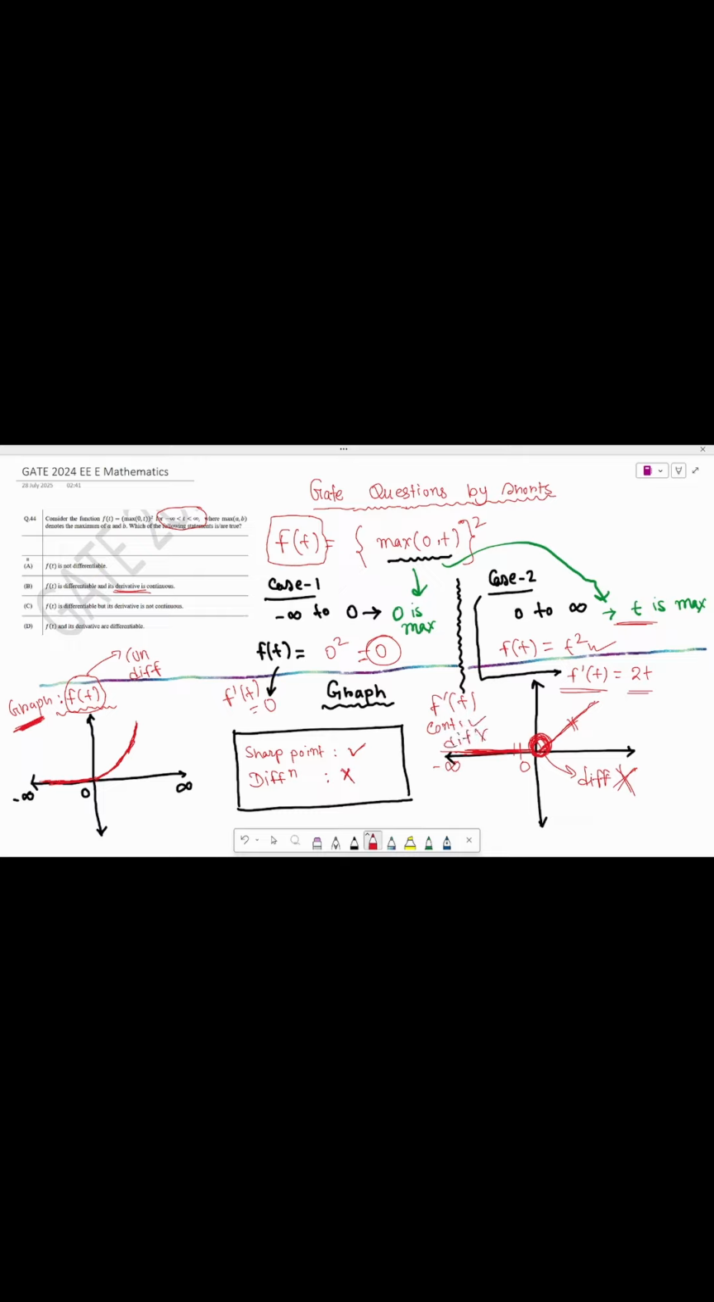So let's take the options. Here it is given that f of t is not differentiable, but we know that f of t is differentiable. That's why it's wrong. Now, the second option is that f of t is differentiable and its derivative is continuous. Yes, it is true. F dash of t is continuous and f of t is differentiable. So option B is correct.